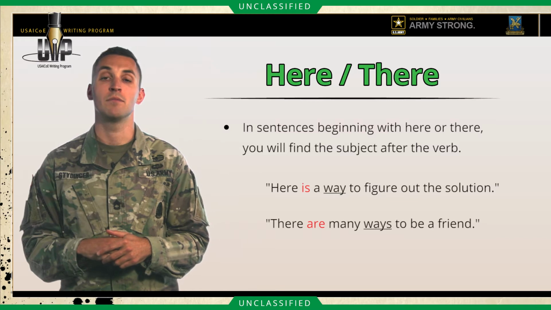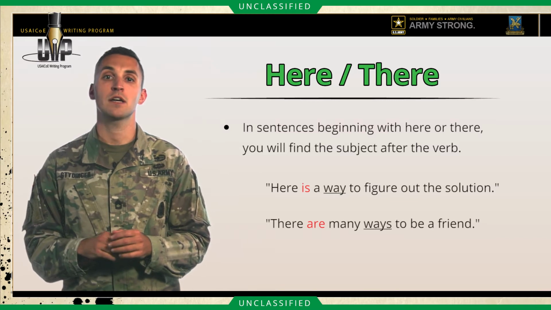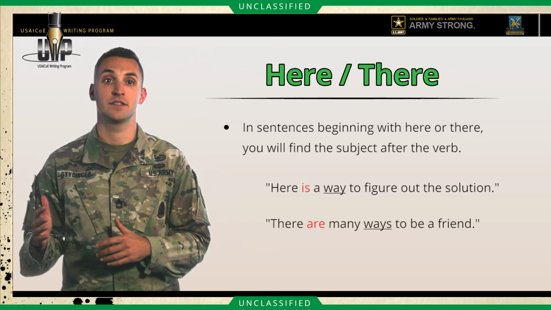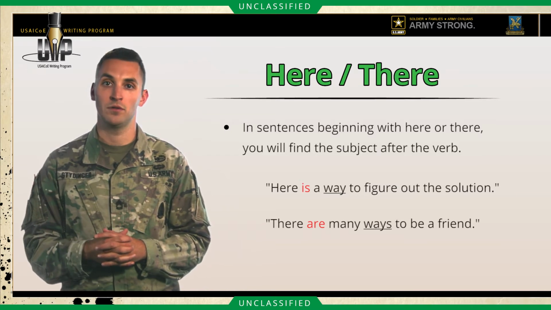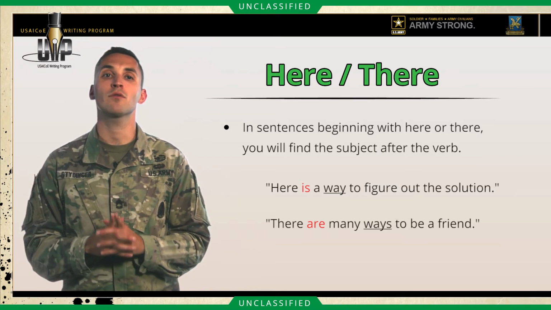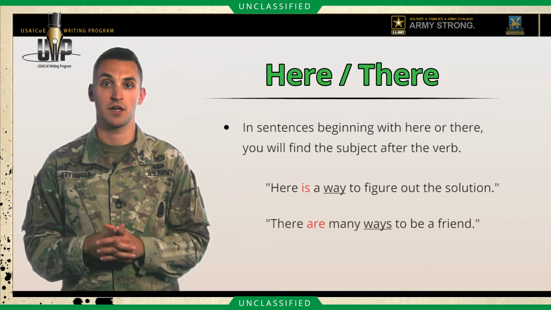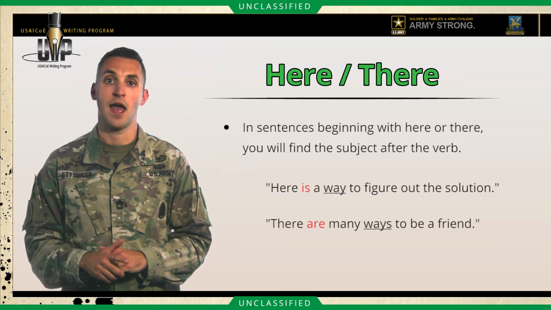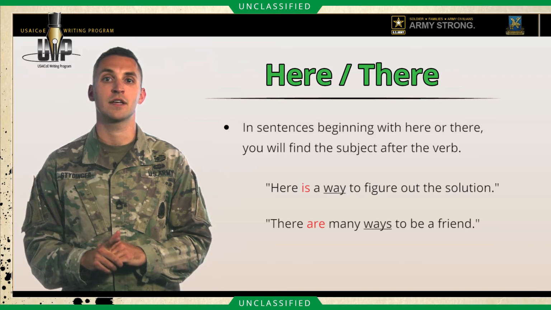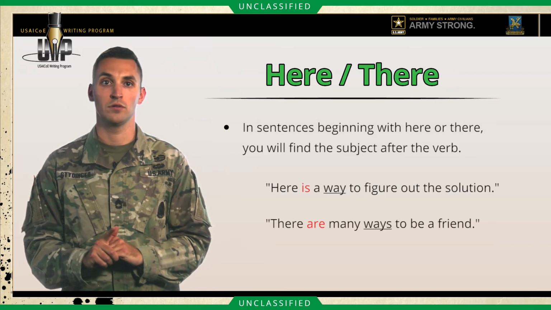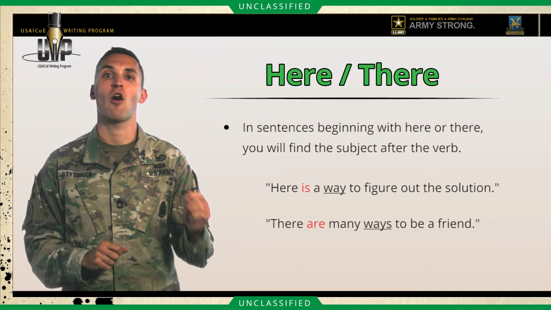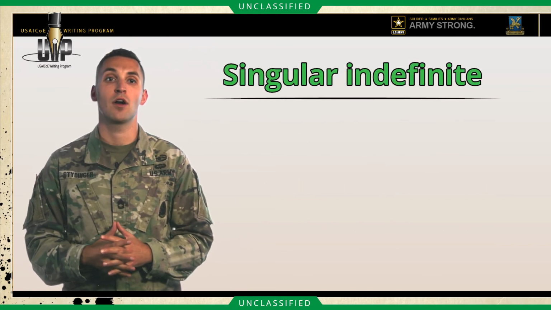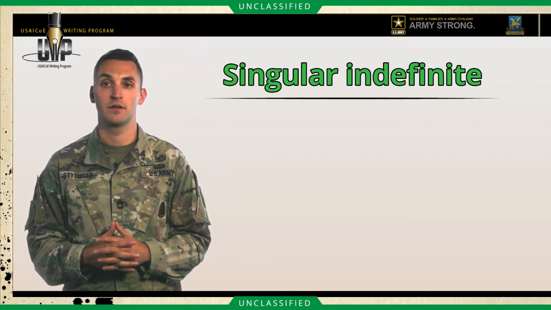Watch out for this common mistake. People sometimes use the contraction there's, meaning there is, for both singular and plural. It is only correct for singular subjects. Try to avoid using it altogether, and be sure if there is a subject that is plural, you say there are. Here is the final guideline in this video on subject-verb agreement.